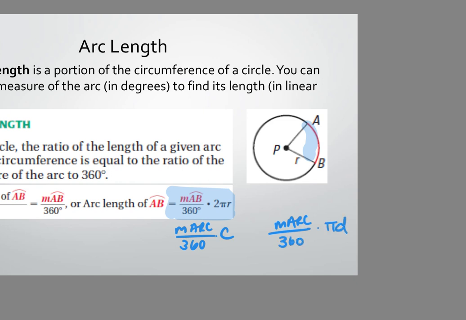So if they gave you the circumference, you just multiply the 2 together. If they give you the diameter, then I multiply it times pi and multiply it times the measure of the arc over 360. And if I have the radius, which is what normally you're given, I would do the measure of the arc over 360 times 2 pi r.